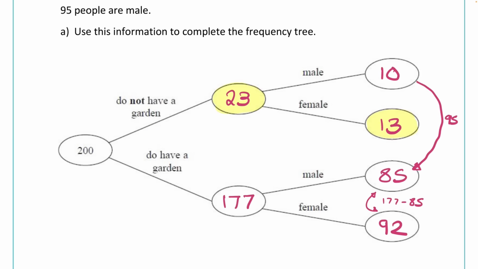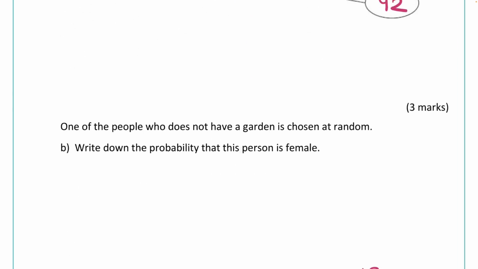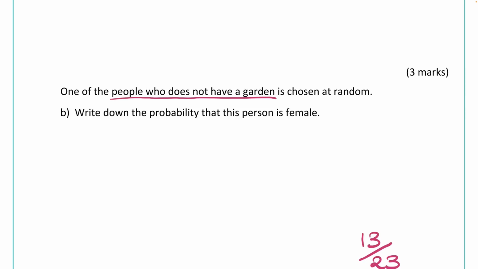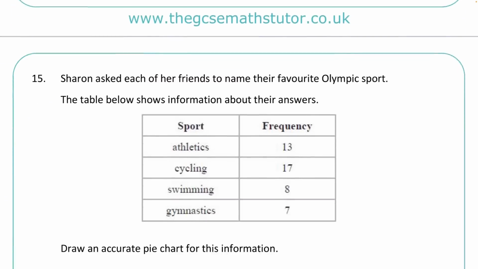This one specifically said we were picking from the people who do not have a garden, but of course if we were picking from all of the people, it would be out of 200 instead. But this one specified it was only picking from the people who do not have a garden. So there we go, there was a frequency tree and also a probability question along with it.